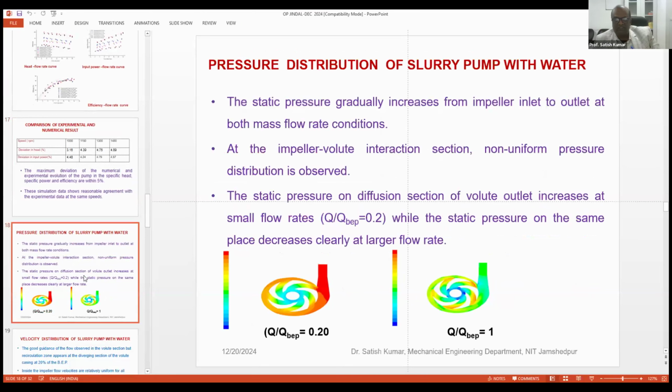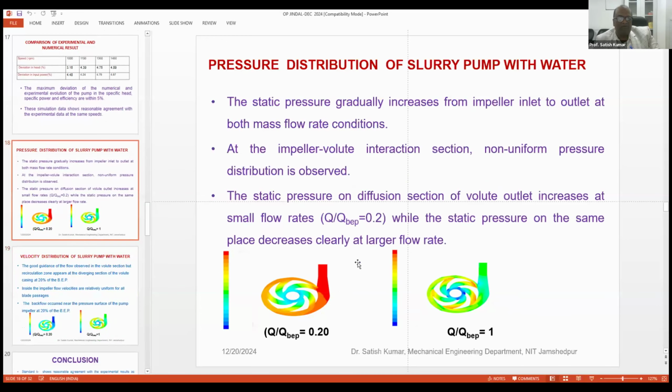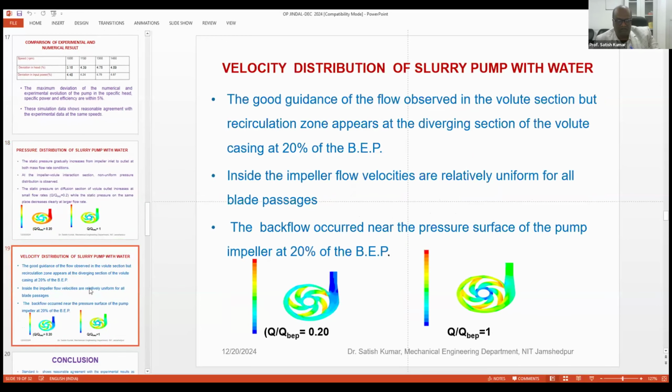The next work is the outcome of the flow visualization. This is important for the CFD simulation. Just see this graph. I am only discussing one, the velocity distribution of the slurry pump impeller. We have taken two conditions: one is the best efficiency point, and the second is the off design condition at 0.2 values. Just see, we can visualize good guidance of the flow at the design condition.